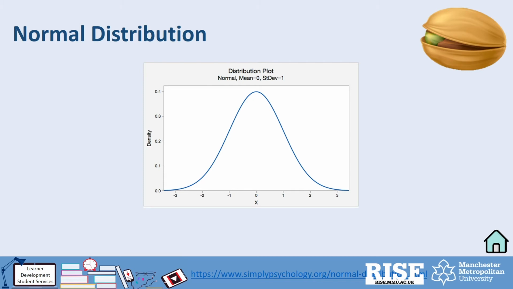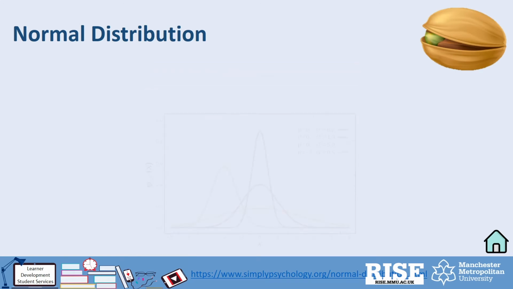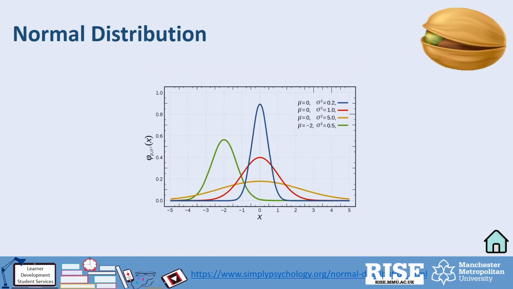It is defined by 2 parameters, the mean and the standard deviation. On this picture, you can see that the green distribution has a lower mean value than the others, as it appears lower down on the x-axis. The standard deviation is interpreted by looking at how spread out or wide the distributions are. The yellow distribution has the largest standard deviation of them all, as it is the widest distribution.